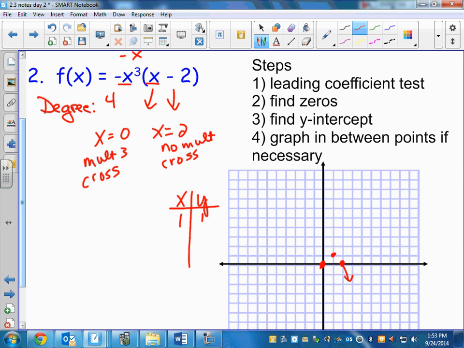Because at 0, if it has a multiplicity of 3, I know that it should kind of bend at the x-axis. So I'm going to try to make that bend, sort of like that. Because it has a multiplicity of 3, it's not just a perfect little parabola. But then it's going to turn and come back down on this side.